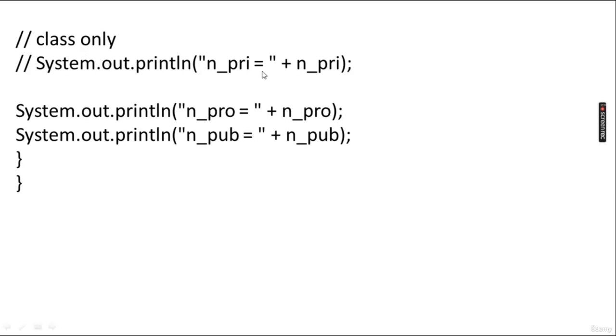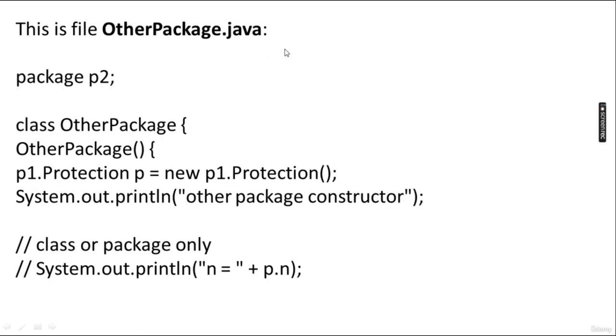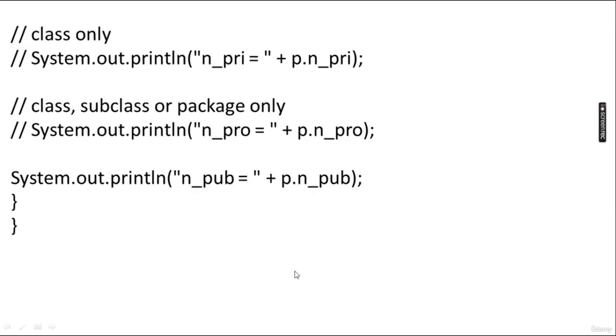Now, class only: private and protected, public. Then other package.java inherits only one variable, that is public. p1.protection p object is created is equal to new p1.protection. Other package constructor, class or package only, System.out.println n is equal to p.n. Then class only, class subclass or package only, n public variable is accessible.